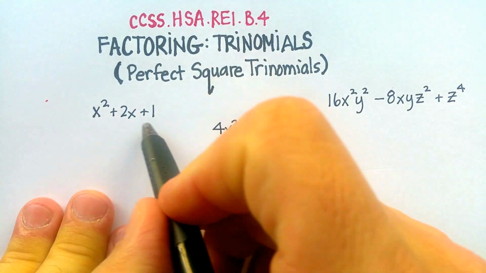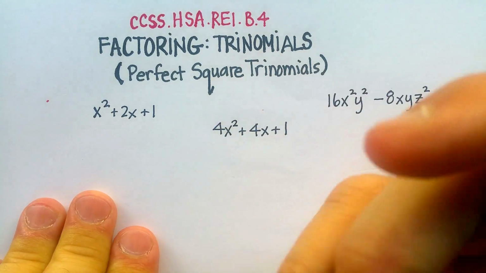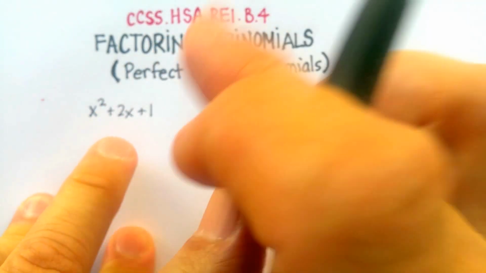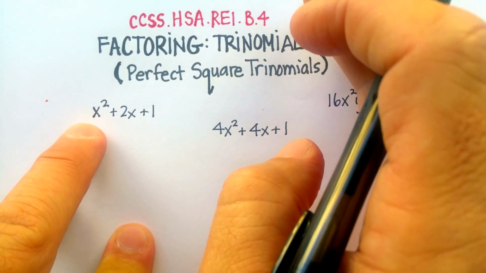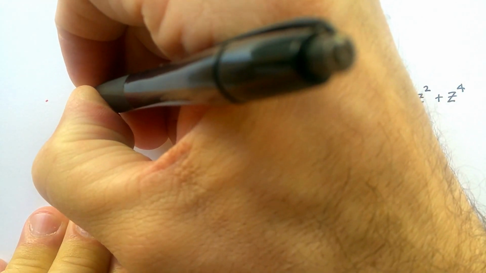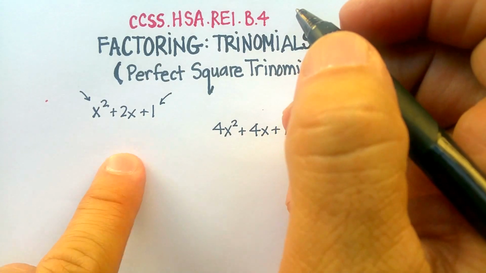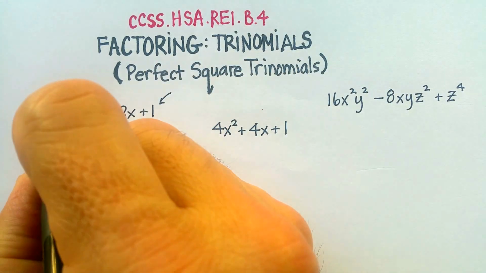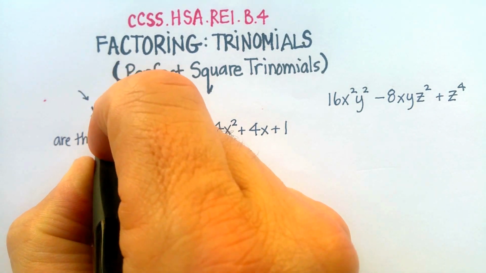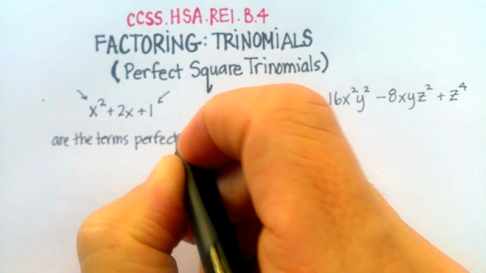Now here's probably the most basic example right here, x squared plus 2x plus 1. Now, again, factoring means that I'm going to try to find the products, or what times what multiplies to equal this trinomial, okay? Now, the way you do that is to examine the first term in the trinomial and the last term in the trinomial. And the question you ask is, are they perfect squares? Are the terms perfect squares? Because if they are, you can continue to the second step.